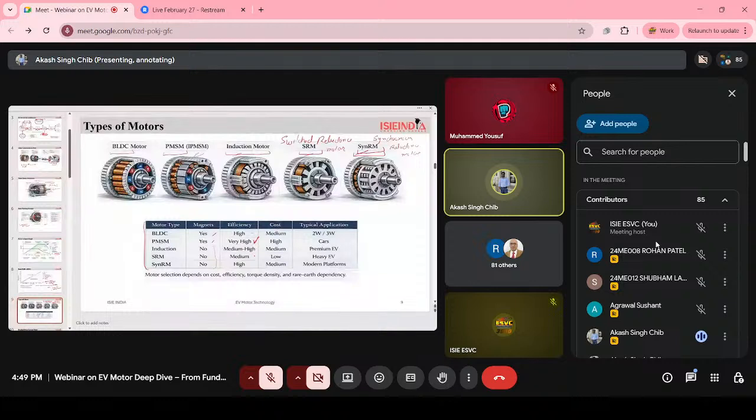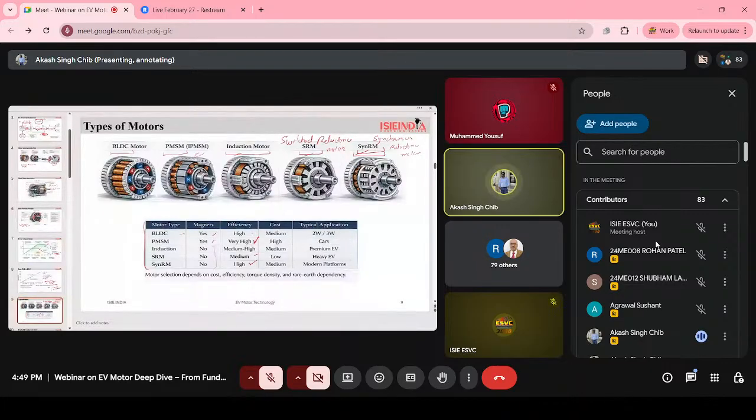Okay, in the switched reluctance motor, the efficiency is medium, and the synchronous reluctance motor also has high efficiency. The cost depends on the size of the motor we are buying. If you take a small BLDC motor for a drone, it might cost less.